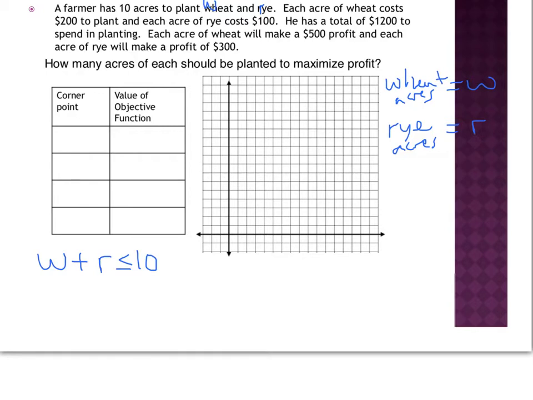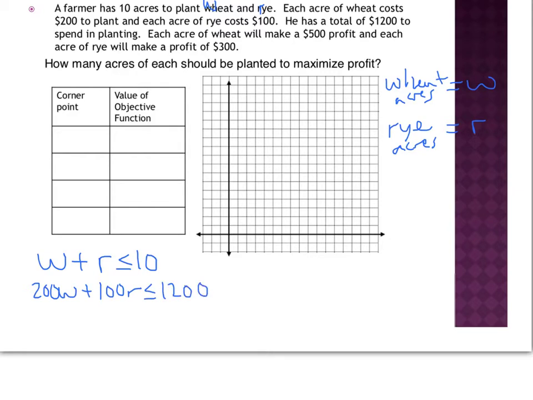Well, it's $200 to plant wheat, so we'll have 200 times the amount of acres of wheat plus $100 for each acre of rye, so 100 times the amount of acres of rye, and he has $1,200 to spend. Well, he can't go over the $1,200, but it could be equal to that $1,200, so it'll be less than or equal to $1,200.